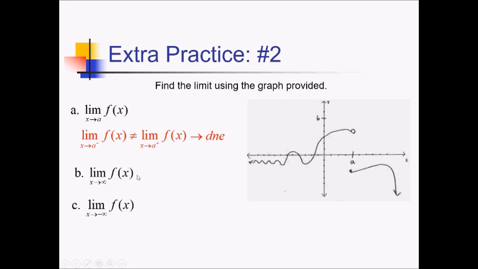Since the left and the right side limits at a don't match up, the overall limit at a does not exist. Next, limit as x approaches infinity, that's saying as we move to the far right, what y values are we approaching? Well, as we move to the far right, it looks like we're going down forever. So that would be -infinity or simply does not exist. Either way would be acceptable.